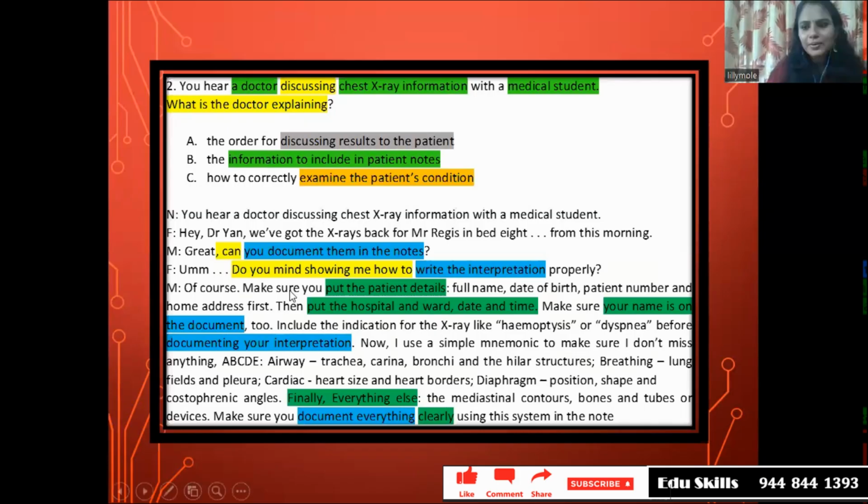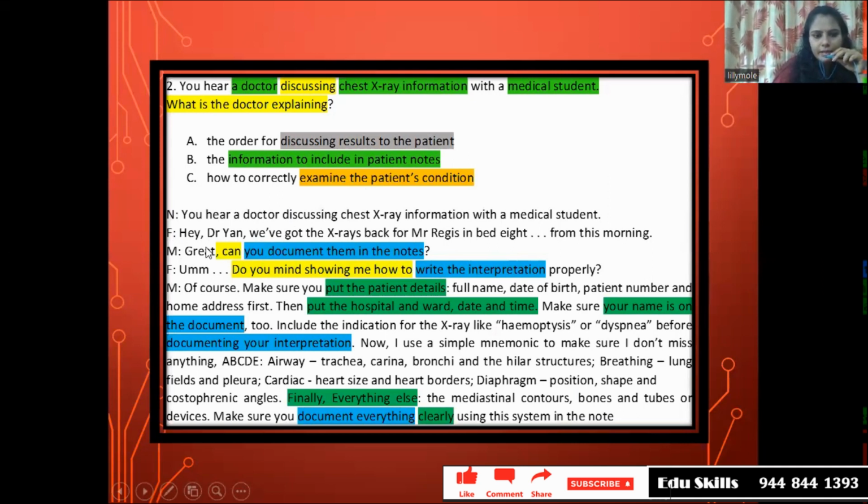Okay, from the audio, what did you understand? The doctor is discussing the chest X-ray information with a medical student. The medical student says that we have got the X-rays back for Mr. Regis in bed 8 from this morning. Great. Can you document them in the notes?